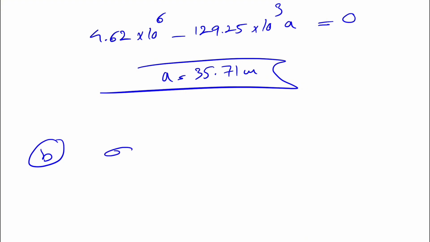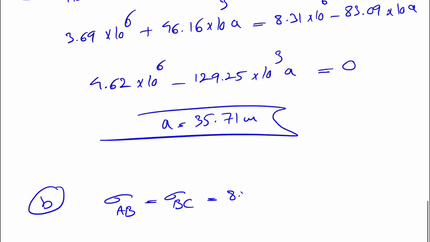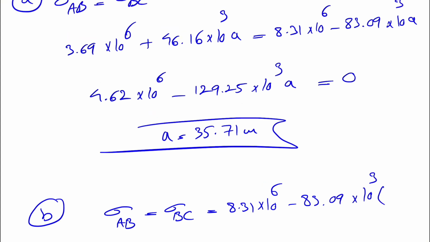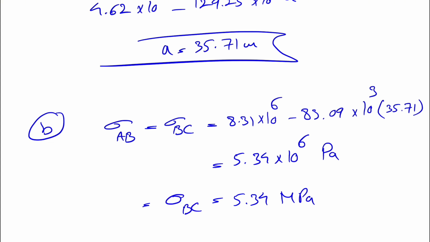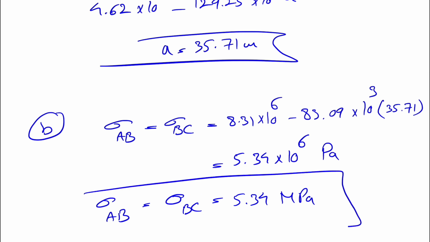So we can go either with maximum normal stress in AB or BC. Really doesn't matter. Let's go with the BC, which is easier. We have a shorter formula for BC. So I'm going to do 8.31 minus 83.09 times 10 to the 3, and A would be 35.71, and here we're gonna find 5.34 times 10 to the 6 Pascal, or 5.34 megapascal for the maximum normal stress in AB or BC.